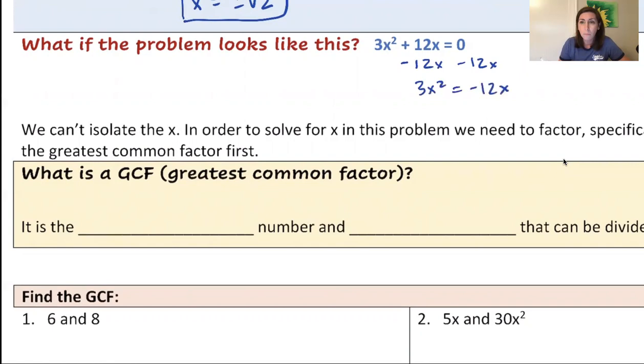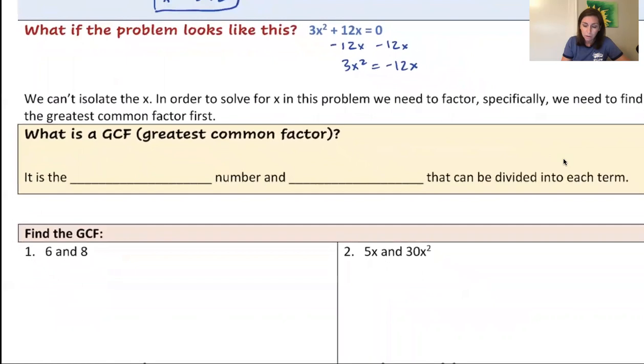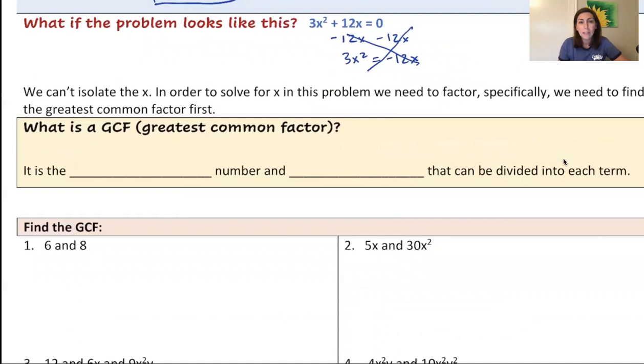What we're actually going to learn today is how to factor. Specifically, we're going to learn how to use the greatest common factor so that we can eventually solve a problem like that. So this is not the method we're going to use. We'll get into that in just a second. All right, so what is the greatest common factor? It is the largest number, and it's not just a number. There might be variables too, and it's also the largest variable that will divide into each term. So it has to be a factor of each term.